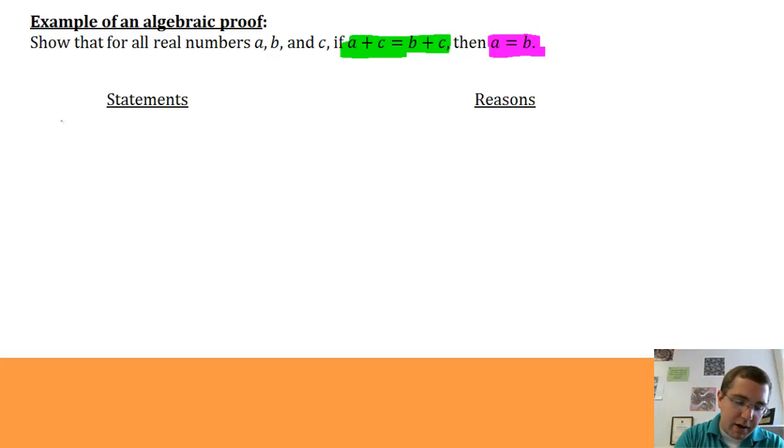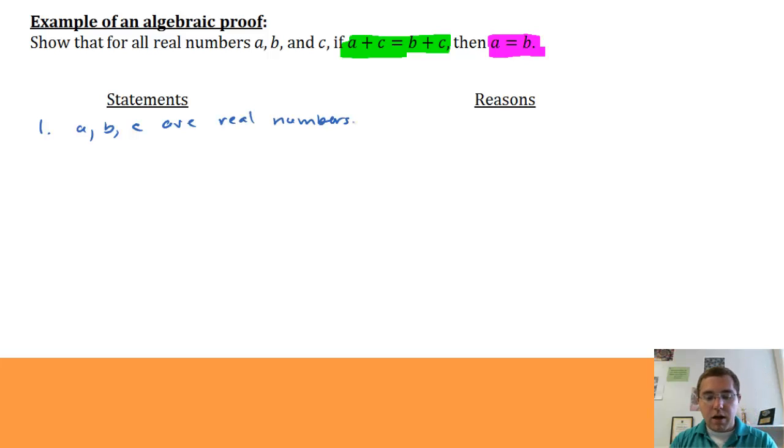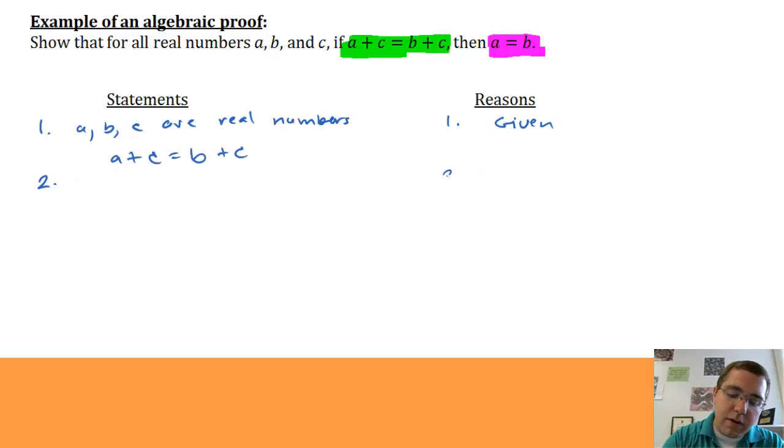And just like in geometry, we start with what we're given. So statement number one is, well, a, b, and c are real numbers. They have to be real numbers and not imaginary numbers. And we start with our hypothesis. A plus c equals b plus c. What's the reason for that? Well, we were given that information, or it was our hypothesis. Step number two. We want to be able to say that we can subtract c from both sides.